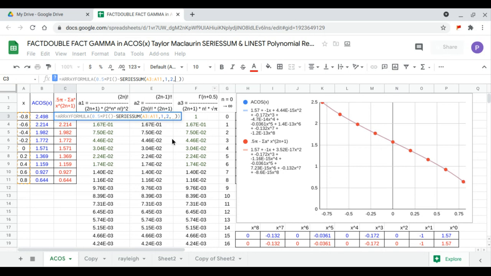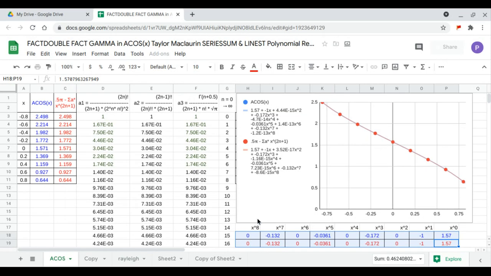So suppose I change this to the double factorial. We use the double factorial as coefficients. We still get the same polynomial regression coefficients, our polynomials still the same, and our data sets are still the same.